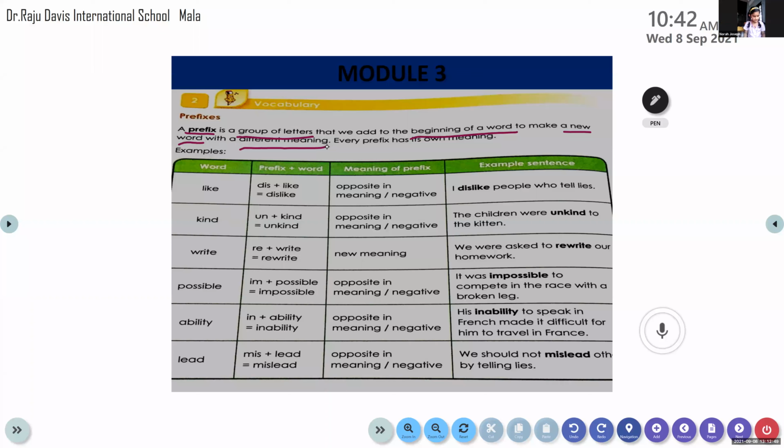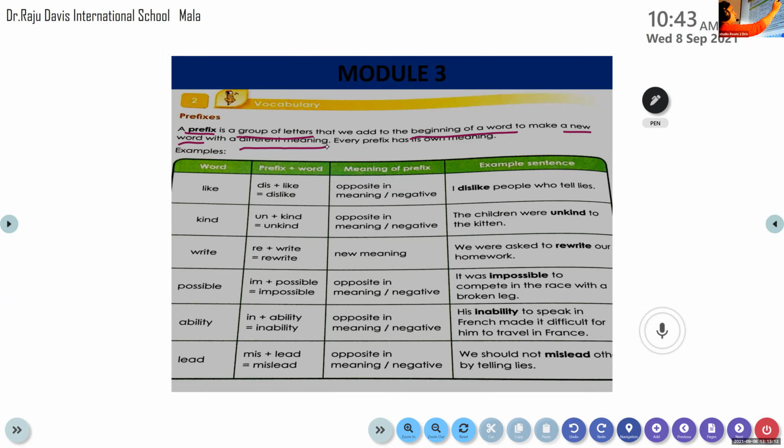Yes, ma'am. Kind. Unkind. Kind is equal to unkind. Very good. Continue reading. Opposite in meaning, negative. Oh, negative. Very good. Example: The children were unkind to the kitten.